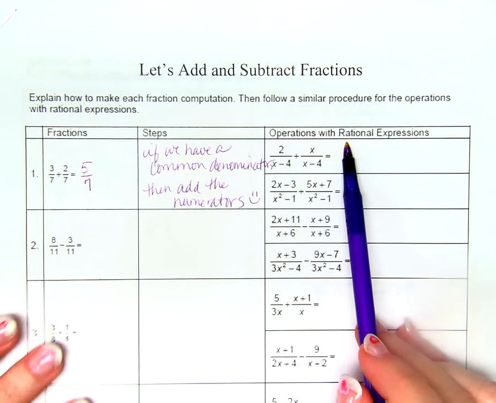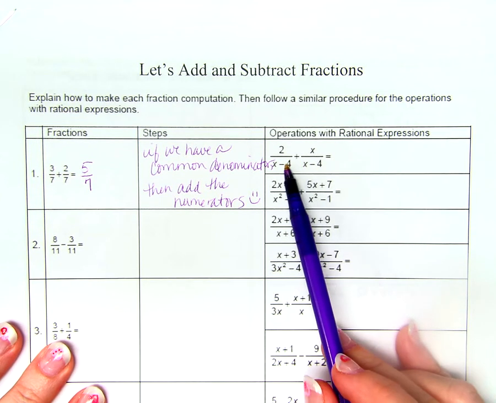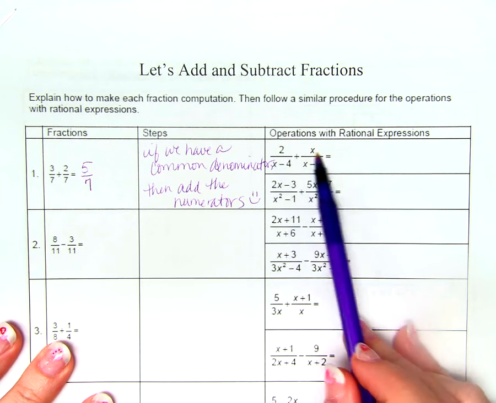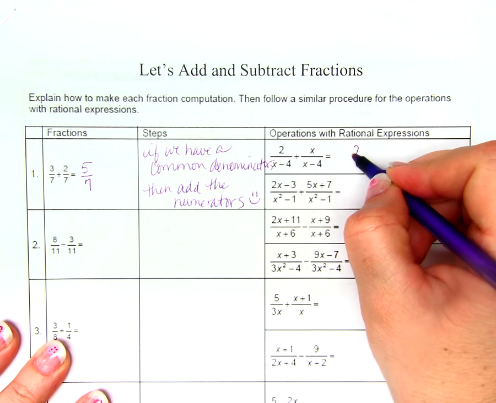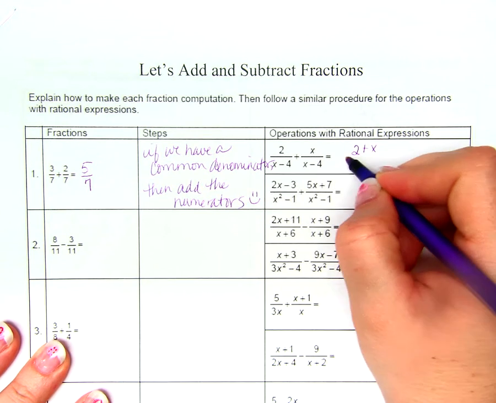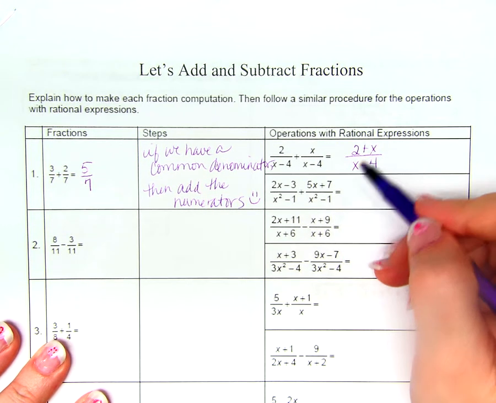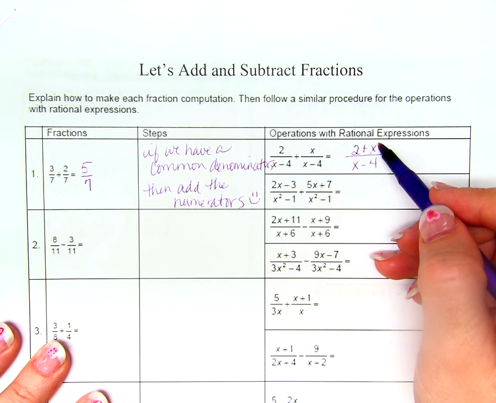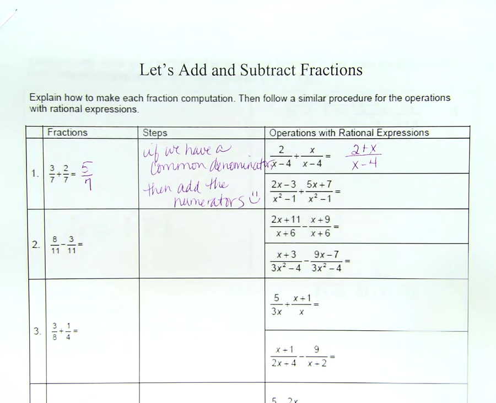So what if I have a rational expression that looks like this first one here? What can I do? If I have a common denominator, add the numerators. What do I get when I add the numerators? That's so close. 2 plus x over x minus 4. And then I can cancel out my x's, right? Why not? Good, they're not factors, they're not multiplied. Okay? And that's it, guys, that's it. We're done.